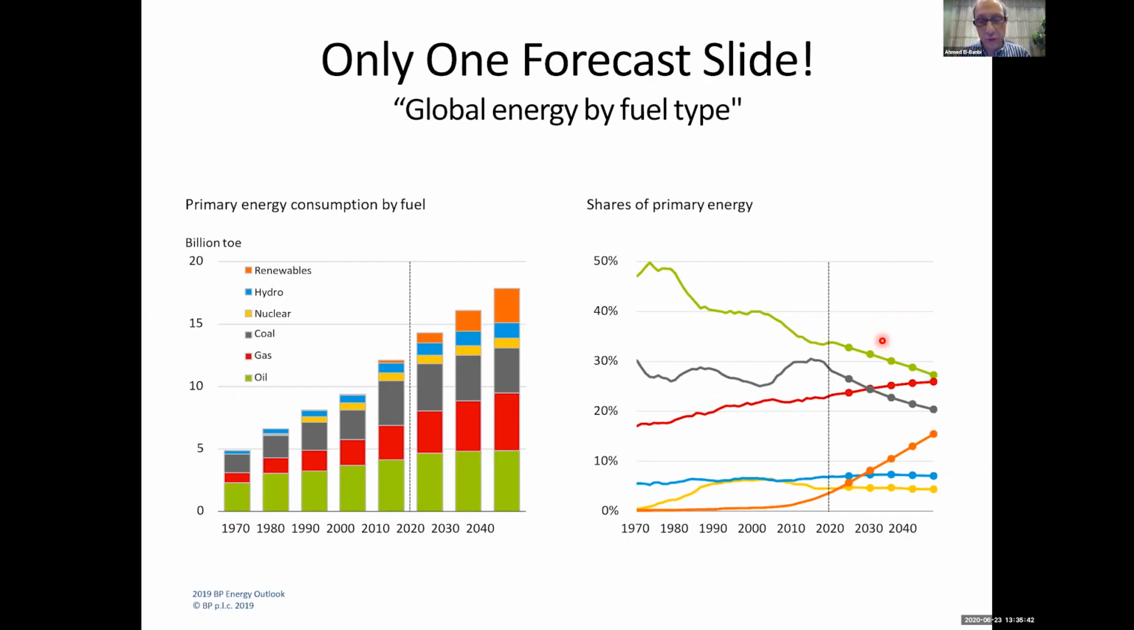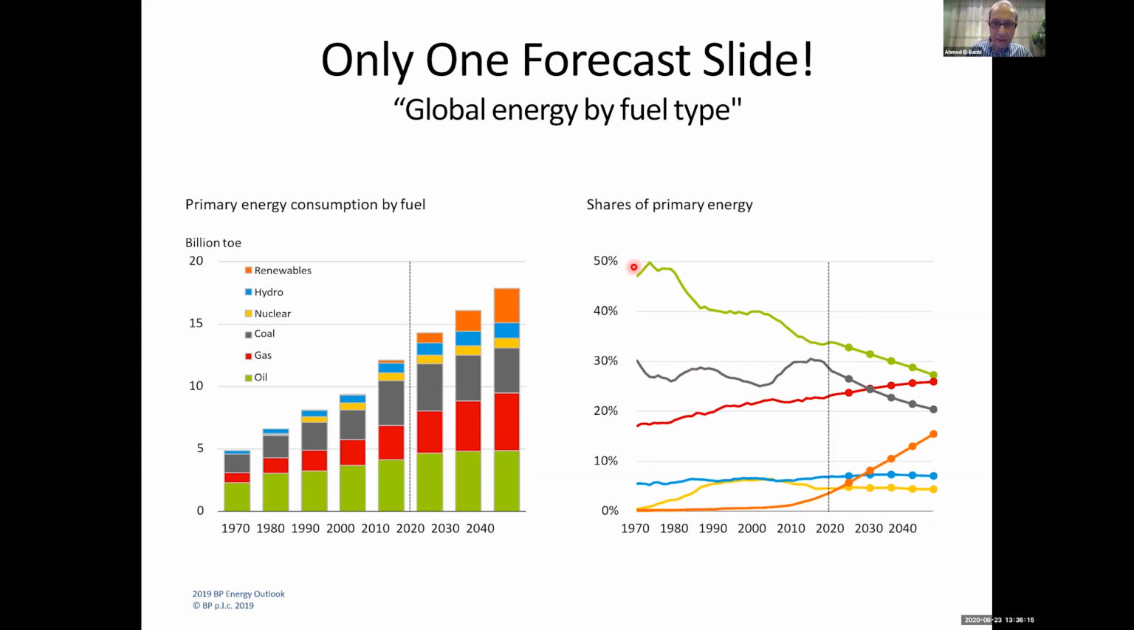I don't like to present forecasts in general, so I only have one forecast slide, and this is coming from BP Energy Outlook. Of course, in forecasts, nobody knows what will happen in the future, but they work on different scenarios. So the scenarios that many people believe in, this is where we are today, around 2020, and this is looking ahead, like 20 years ahead.